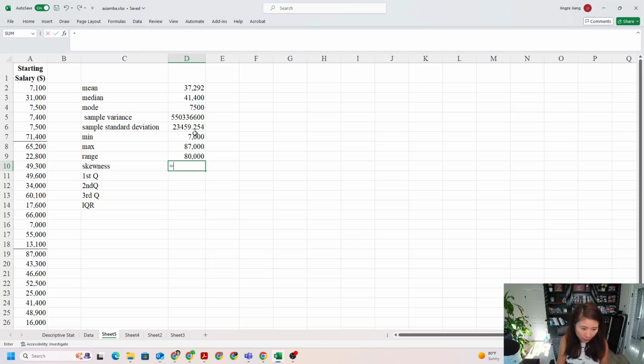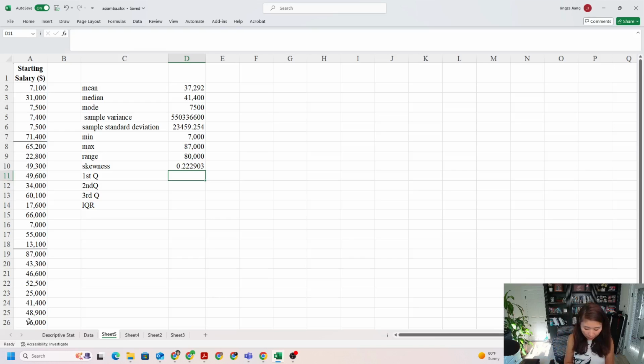Okay, how about the skewness? The skewness is spelled SKEW, and by default, it is for a sample. If you know your data set is a population, you just need to put .P. It is not like variance or standard deviation, where you have the .S option. For skewness, for a sample, you don't need to put anything after SKEW. If it's a population, you need to put .P. So after you do that, SKEW and then select the data, close the parentheses, push enter. Okay, so that's the skewness. For our salary, it's moderately skewed to the right.